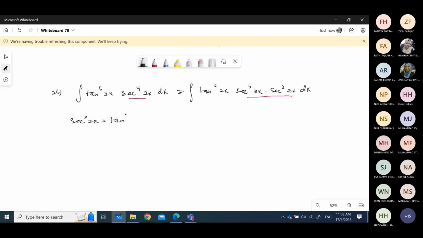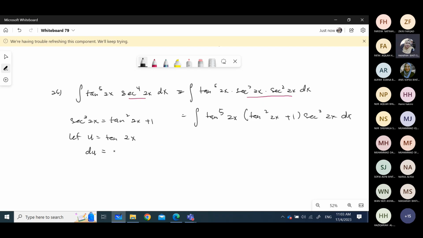Betul eh? Plus 1. Okay. And this one, semua yang ada secant tu digantikan dengan tangent. So we have tangent to the power of 5 of 2x. And for secant this one, we apply this identity, tangent squared of 2x plus 1. So we have secant squared of 2x dx. Okay, so gantikan. So let u is tangent of 2x. So we differentiate with respect to x. So here we have 2 secant squared of 2x.